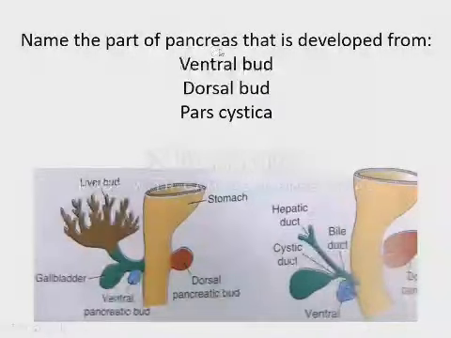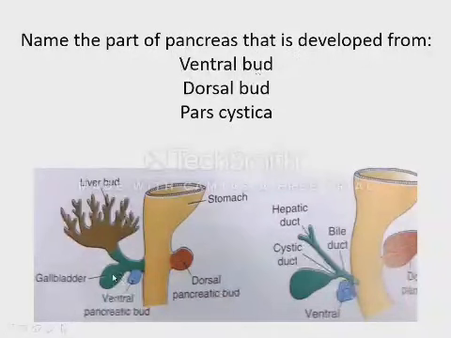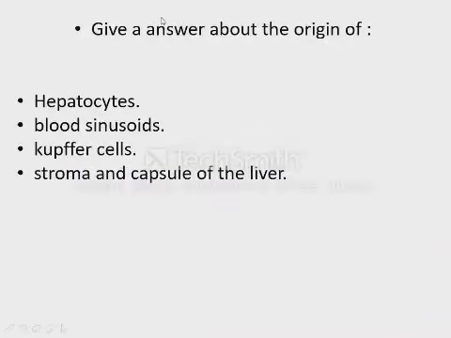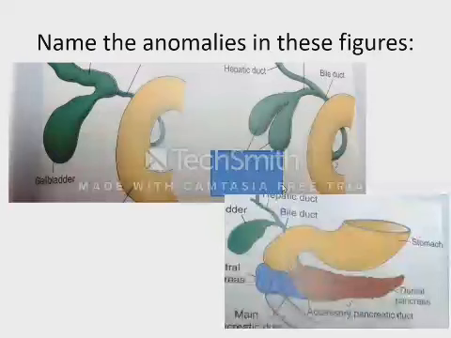Name the part of the pancreas that is developed from the ventral bud, the dorsal bud, and the ventral and dorsal buds together, and name the parts originating from the pars cystica. Give an answer about the origin of hepatocytes, blood sinusoids, Kupffer cells, and the stroma and capsule of the liver. So what are the origins of these 4 structures?